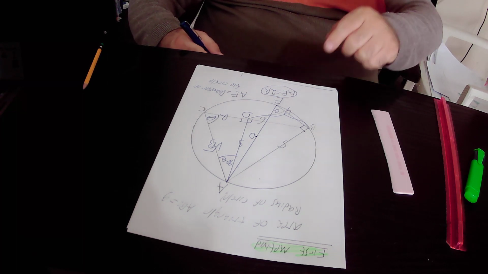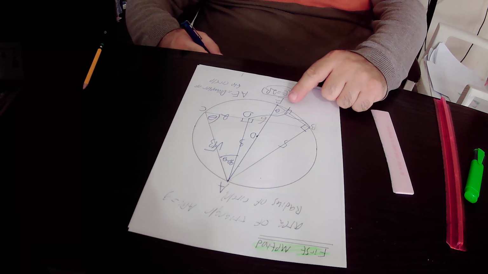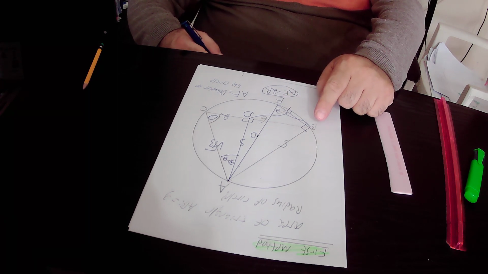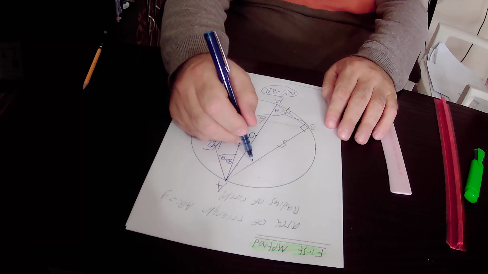Okay, so in triangle ABE also this angle equals theta, and this angle equals 90 degrees. So this angle must equal 90 degrees minus theta for the same reason.